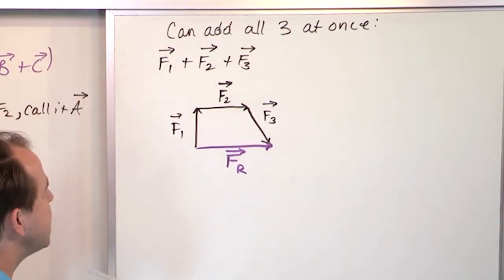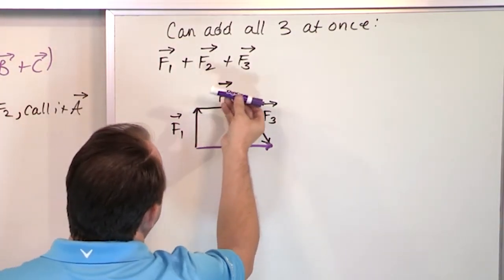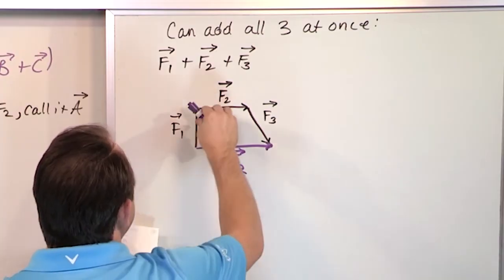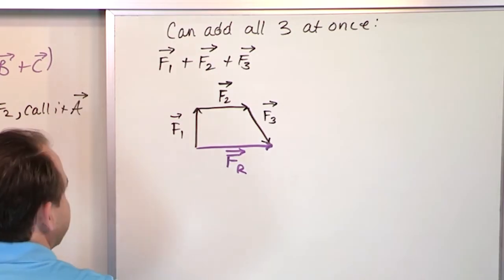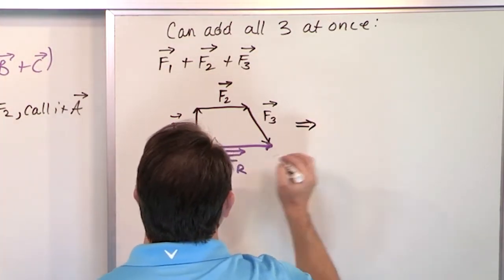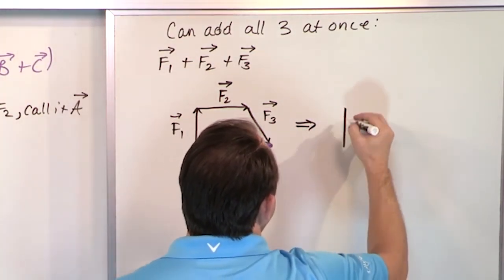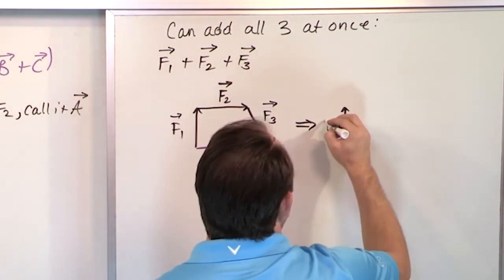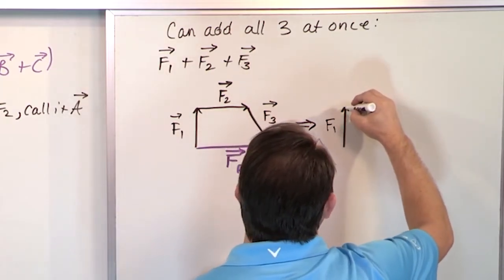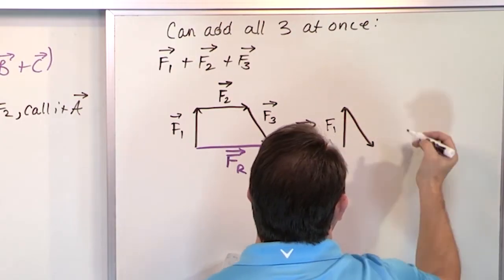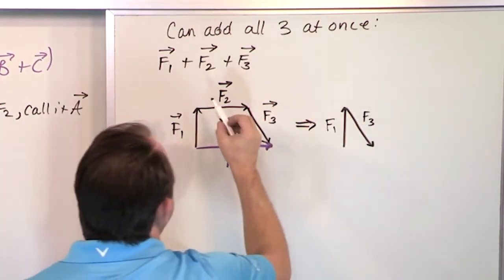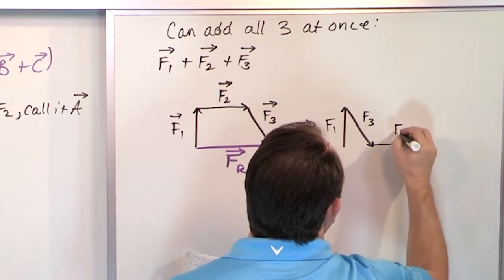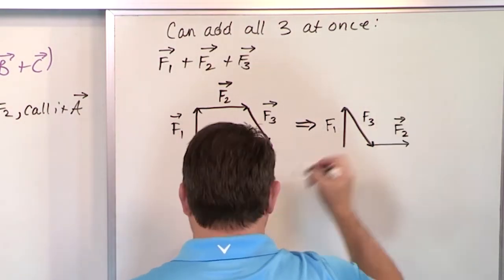So they all match. Now notice I did this one, and this one, and this one, but it actually doesn't matter. I can do it all different ways. Since we're talking about it, let's just do it differently. Let's keep F1 the same. But instead of adding F2, let's add F3 to it. This is F1. If I add F3 to it next, it's going to be like this. This is F3. And then F2 is going to be going to the right. I'll add it tail to head like this. This is F2.